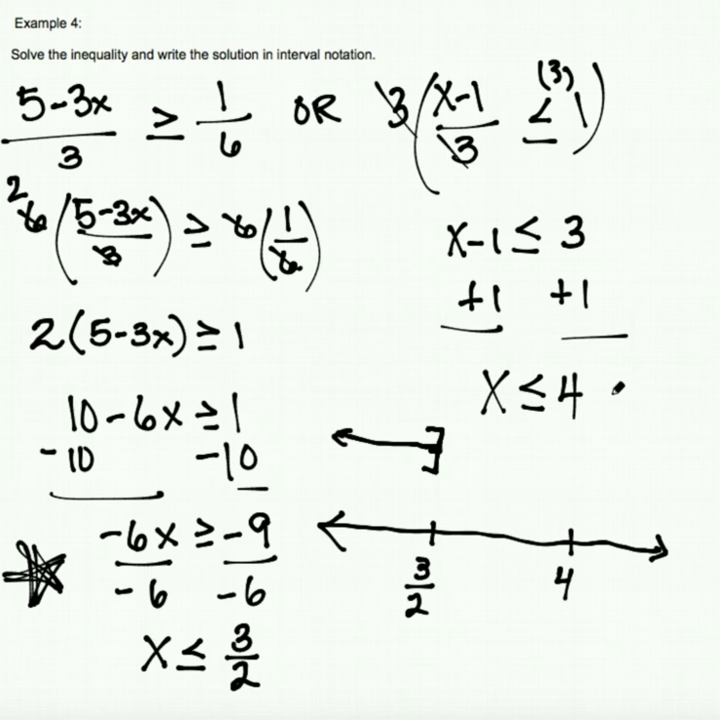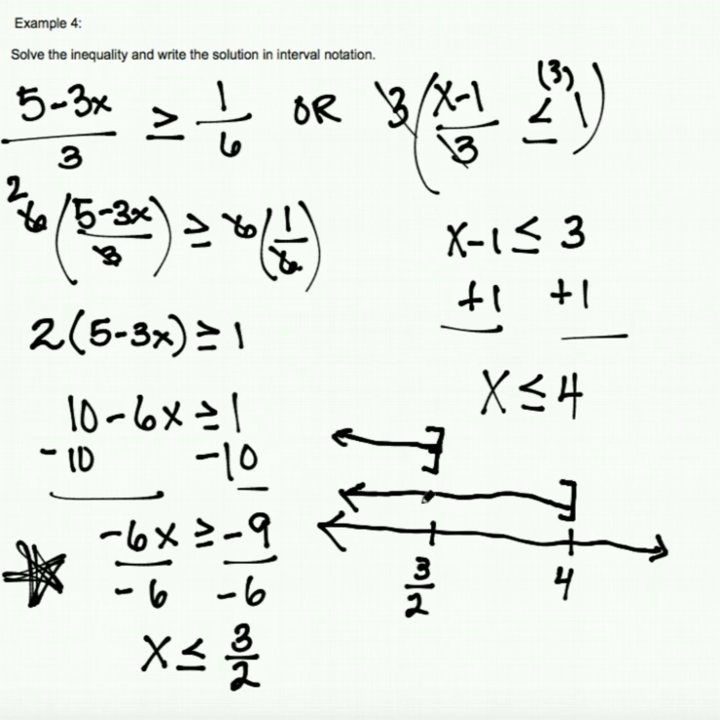Now, how do I graph x is less than or equal to 4? Well, that's also a bracket and everything to the left. And remember, this is an OR problem, so it can fall in either of these two sections. It can be less than 3/2 or less than 4.